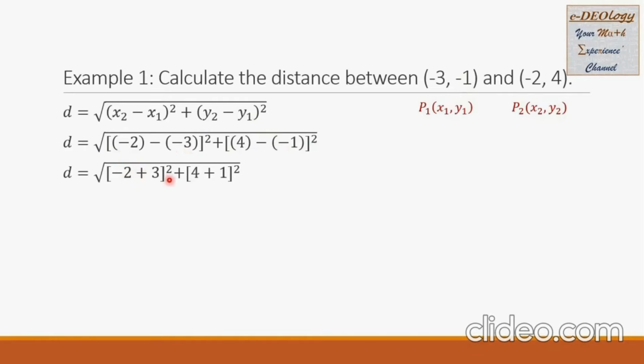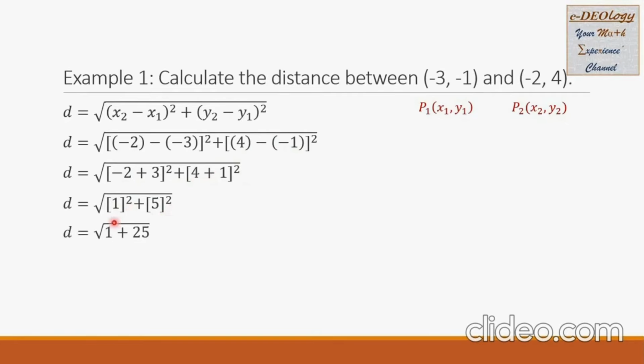The square is there. Then plus the 4, the parenthesis is removed here. The minus and the -1 becomes +1. And again, we don't forget to write the square. Then we simplify further on the next step. The -2 plus 3 is now +1. And we copy the power 2, then plus 4 plus 1 is 5 squared.